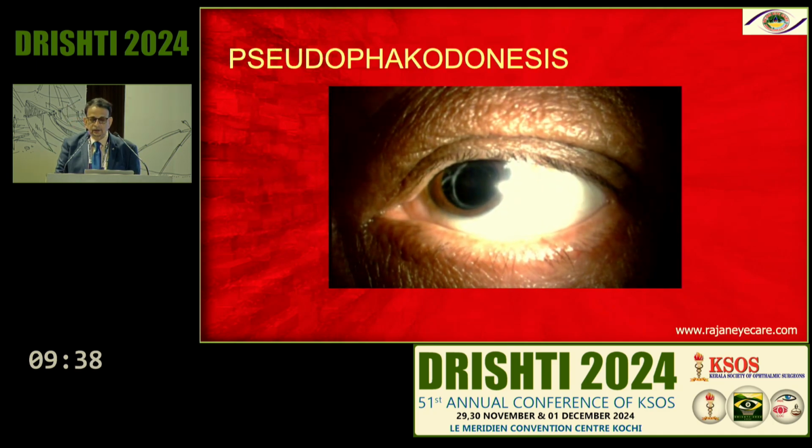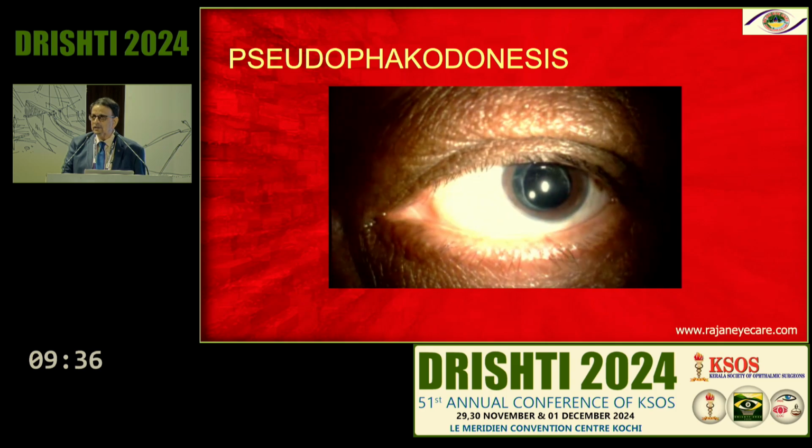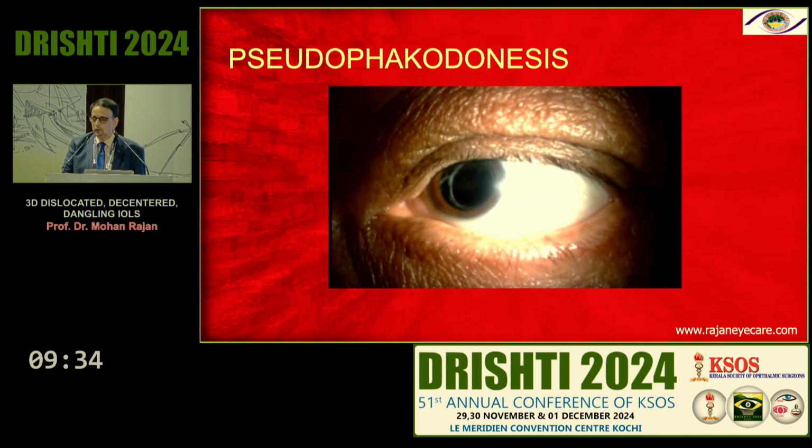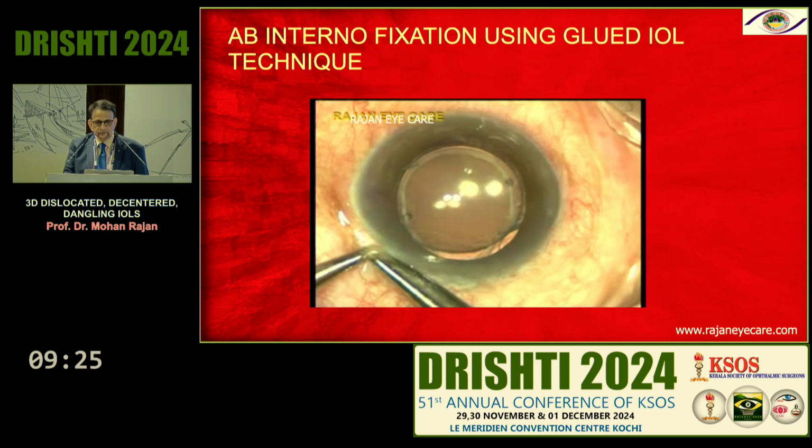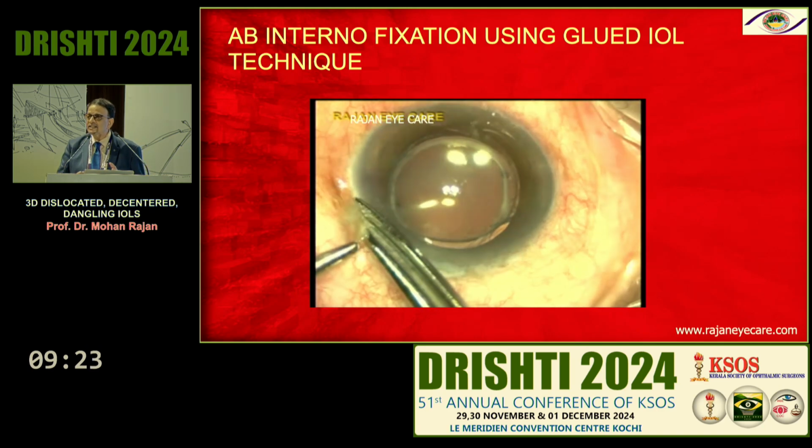So though he had 6/9 vision, he was not very happy. You can see a lot of pseudophacodonesis. And it was a multi-piece lens which we implanted a long time back. So when you have a 3-piece lens like this, then what we can do is go ahead and fix this 3-piece lens.